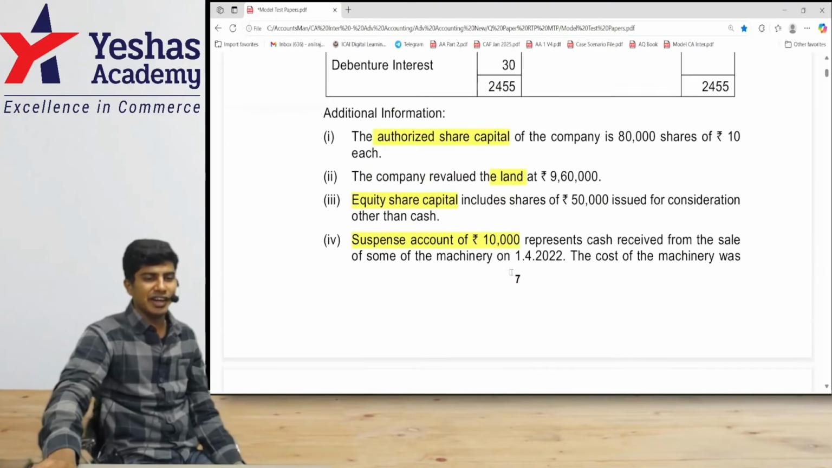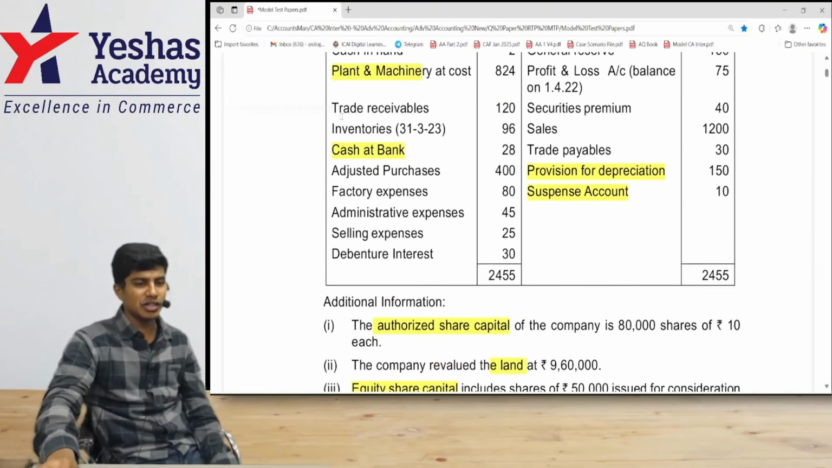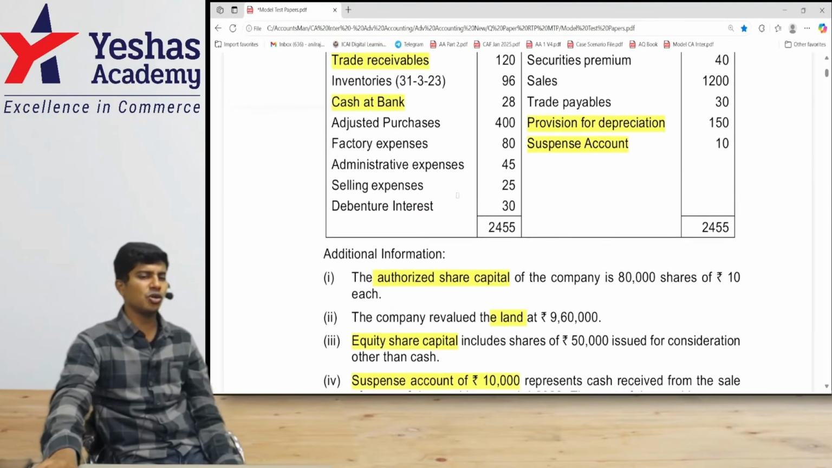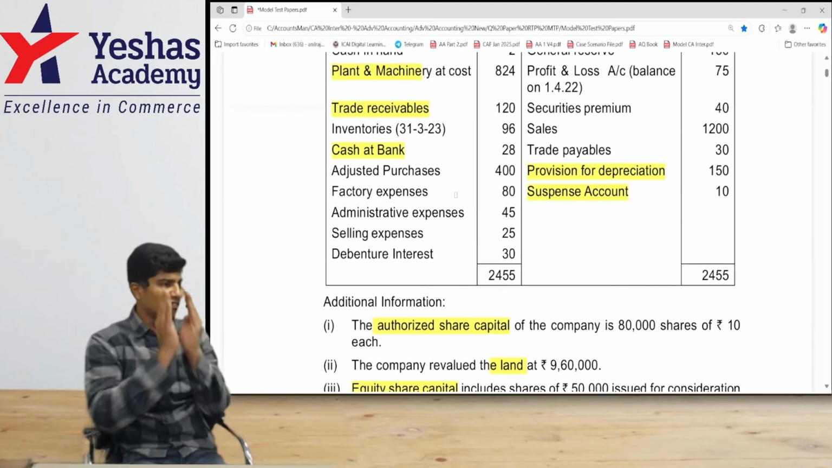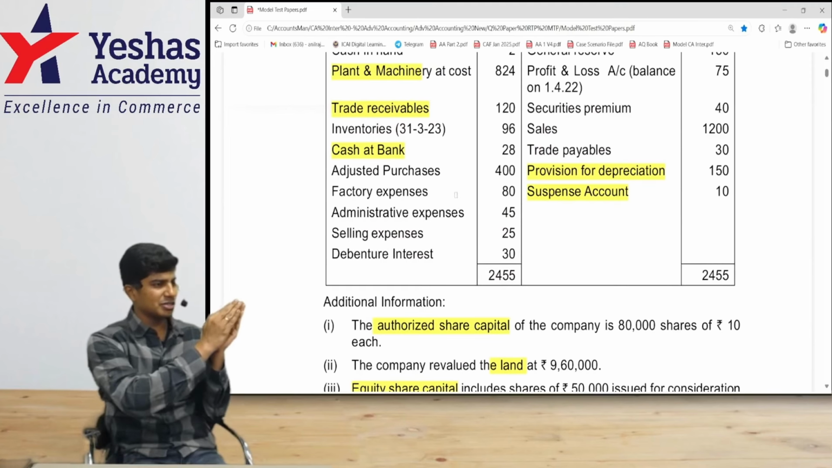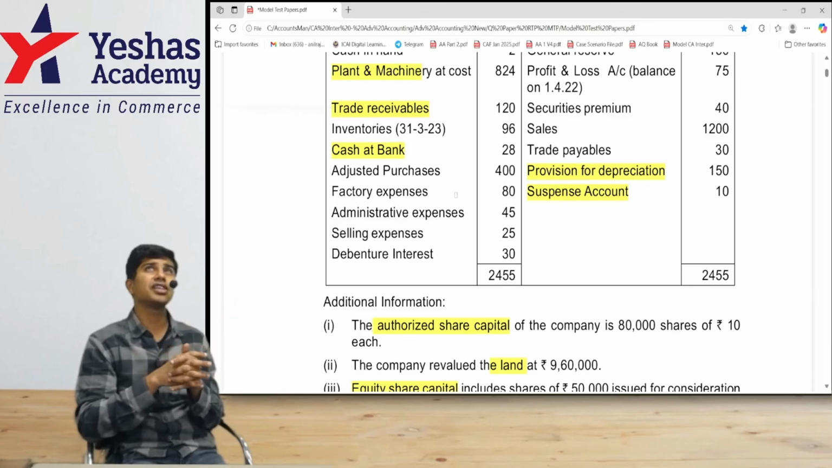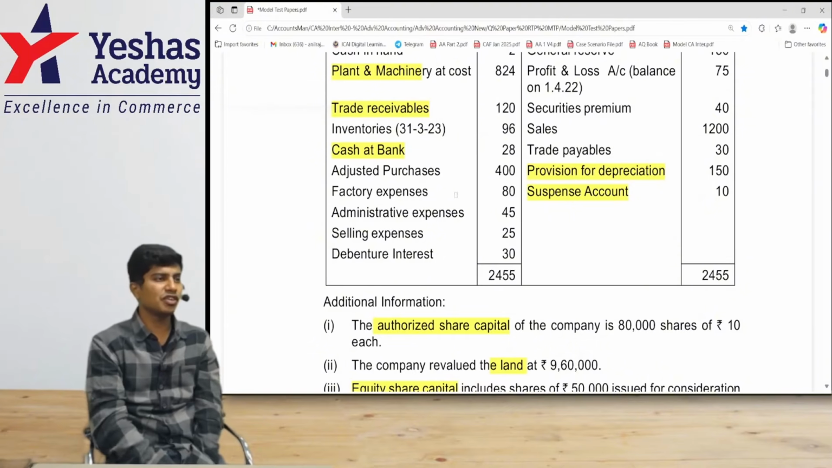Then receivables of 50,000 are overdue for more than 6 months. Simple. In our trial balance debit side, you have trade receivables. In this 120, how much is due for more than 6 months? 50,000. So I will not show 120 as one single item. 50 due for more than 6 months, and the balance due for less than 6 months. How much is the balance? 120 minus 50, 70. 70 due for less than 6 months, 50 due for more than 6 months.